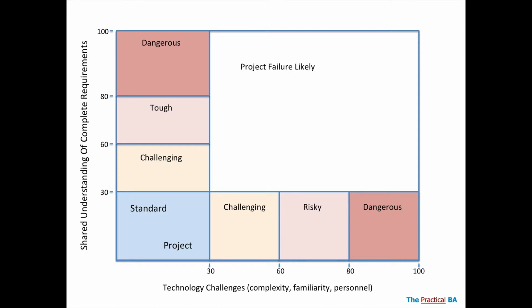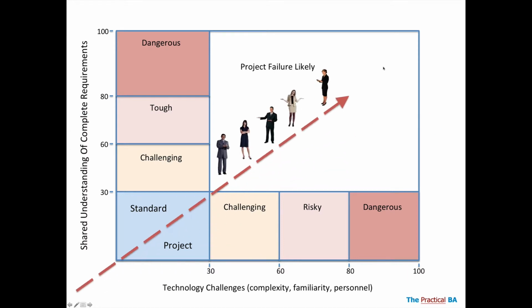Now, you may think that the intersection between these two challenges of the technology and the requirements would decide how you are here. If you're risky here and you're tough here, you'd be over in this particular area. This may be true, but this diagram looks at it a different way. It decides what goes in this particular area by the people.